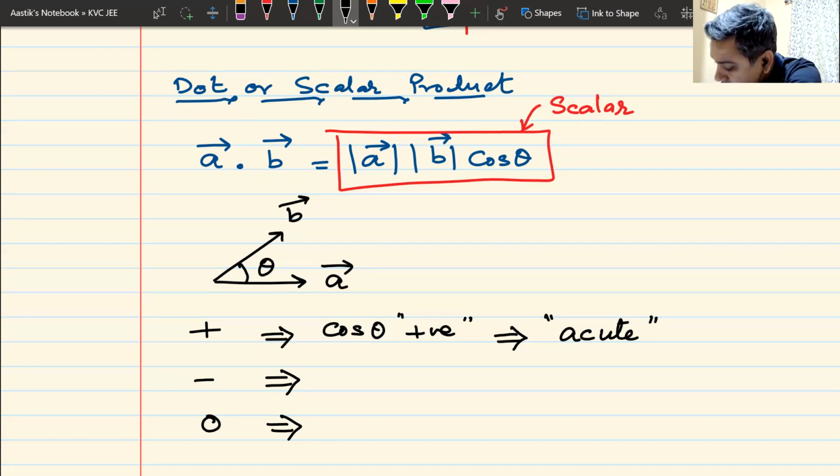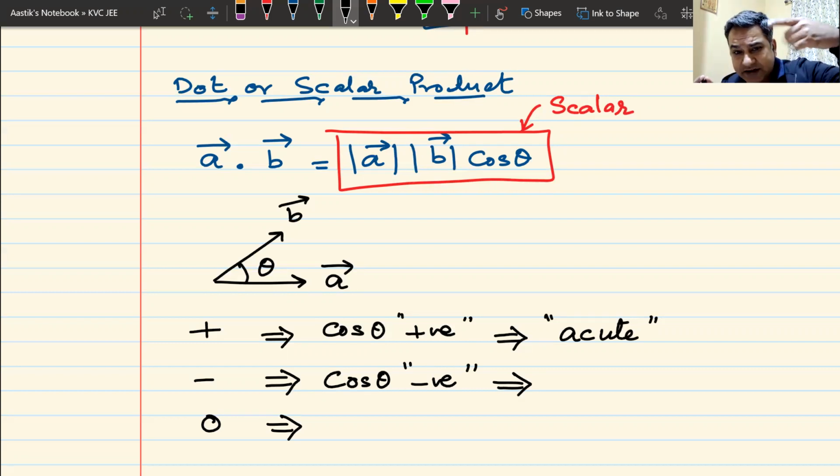What about negative? Whenever cos theta is negative, the dot product becomes negative. Where is cos theta negative? It is negative in the second and the third quadrant. Instead of calling it second and third quadrant, I will call it when the angle between the two vectors is obtuse.